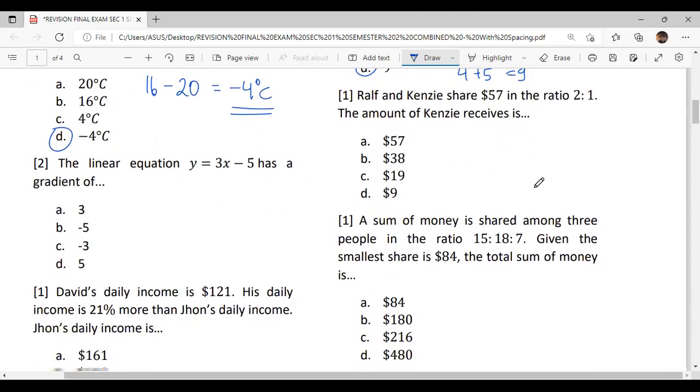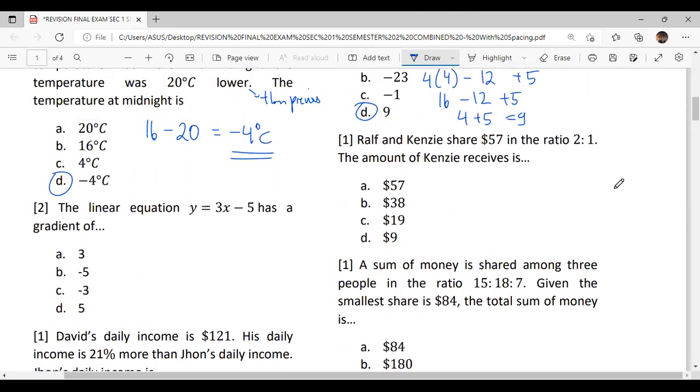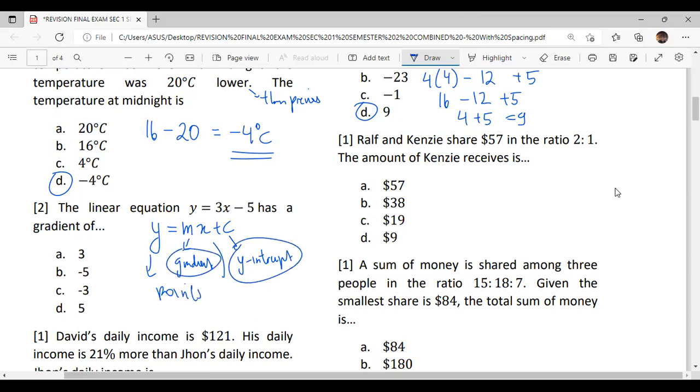Now, more to the formula. The linear equation y equals 3x minus 5 has a gradient of, okay, what you need to do is try to memorize the form. The regular form of the linear equation is y equals mx plus c, where m is the gradient, c is the y-intercept, and xy are the point. Okay, so the question is asking you for the gradient or m itself.